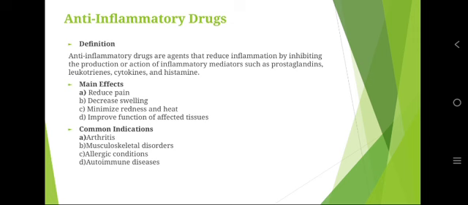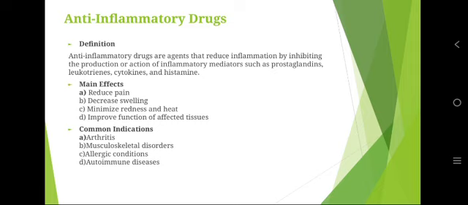And then move on to the anti-inflammatory drugs. First of all, anti-inflammatory drugs are agents that reduce inflammation by inhibiting the production or action of inflammatory mediators such as prostaglandins, leukotrienes, cytokines, and histamines. The main effects of anti-inflammatory drugs are to reduce the pain, decrease the swelling, reduce the fever, and improve tissue function.